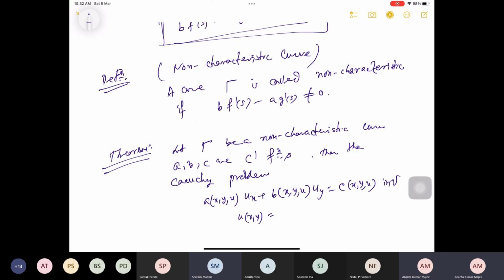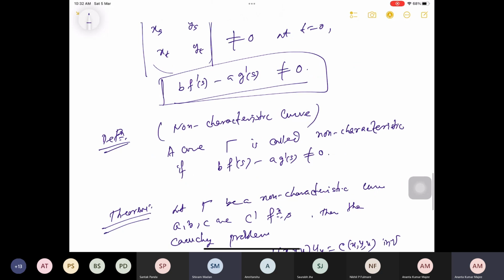Yes. Sir, I'm not able to understand the difference between characteristic and non-characteristic curve. Can you explain it once more?